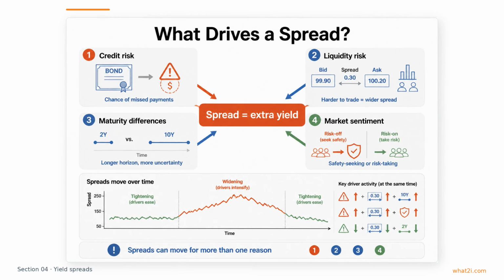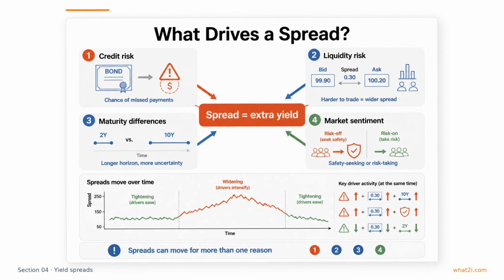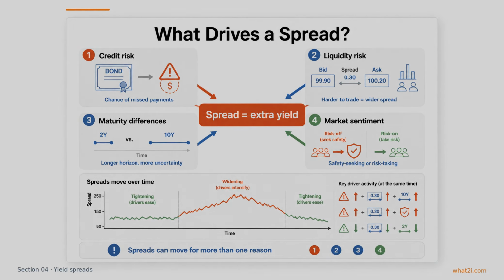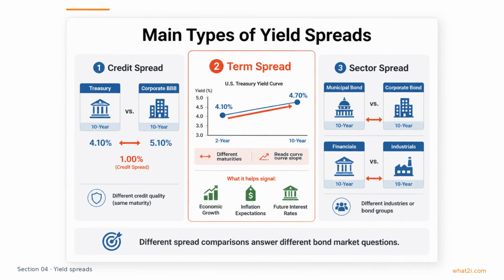A spread does not reflect only default risk. Credit risk is one driver because investors demand more yield if they think payments are less certain. Liquidity matters too, since a bond that is harder to trade may need to offer extra yield. Maturity differences can widen spreads because longer horizons involve more uncertainty, and market sentiment also plays a role. When investors become more risk-averse, spreads often widen even without a dramatic change in fundamentals. So a spread is best thought of as a bundle of market judgments, not a single pure measure. There are several important kinds of yield spreads.